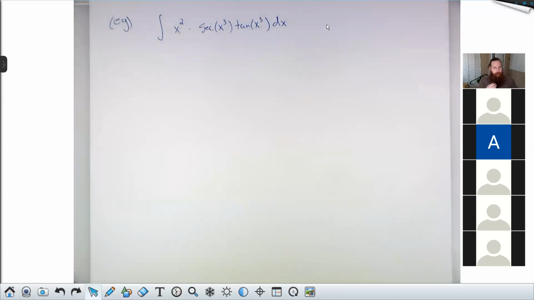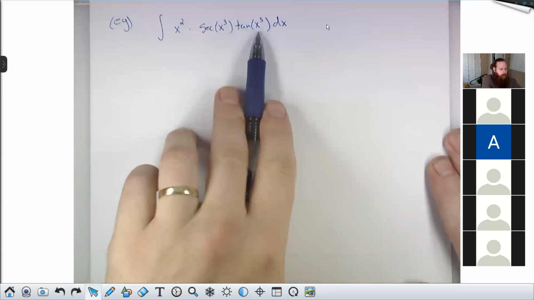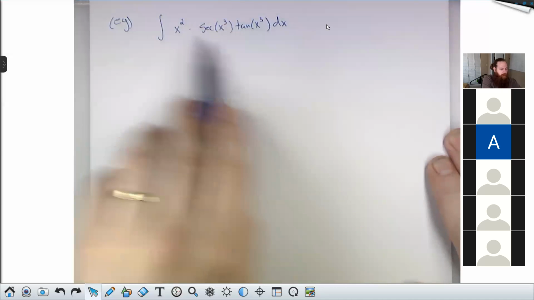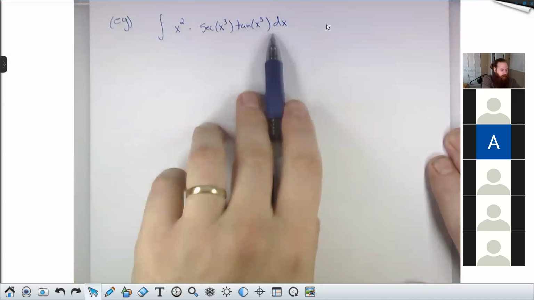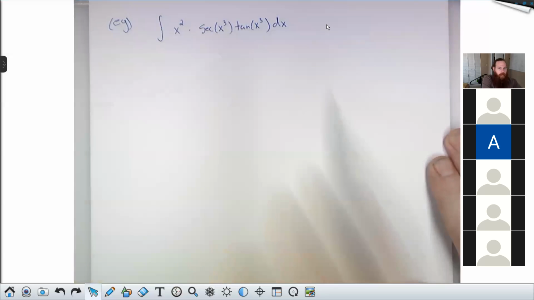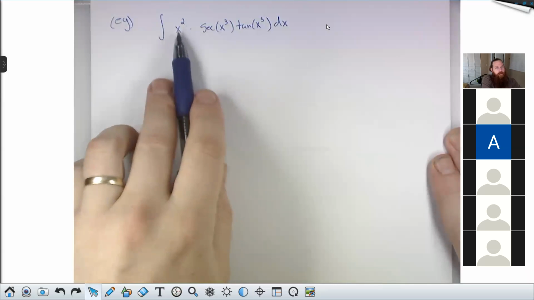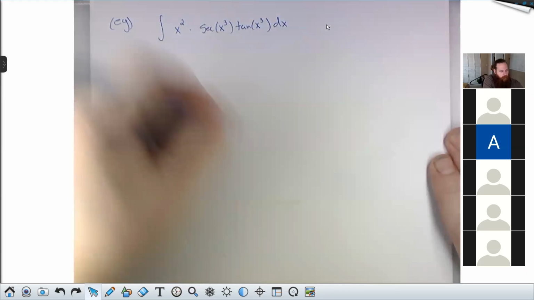Can't you do x cubed because the derivative of x cubed is 3x squared? Good, yeah. So my inner function here is x cubed. No doubt this is a composite, secant of something times tangent of something. And in both of those, the inside is x cubed. So I'd like to get rid of that inside. I'd like to make that simpler. And conveniently, something very close to the derivative of x cubed is hanging out over here.